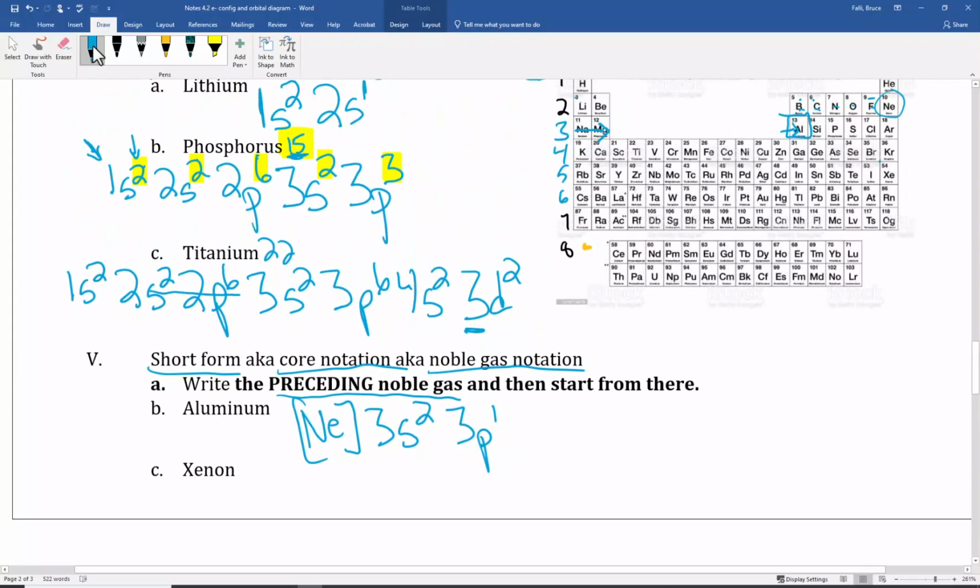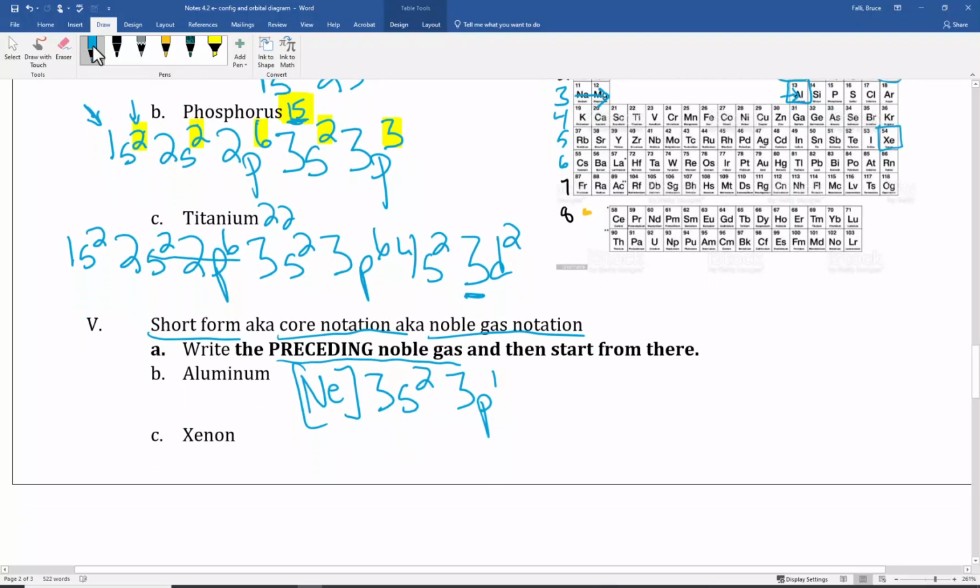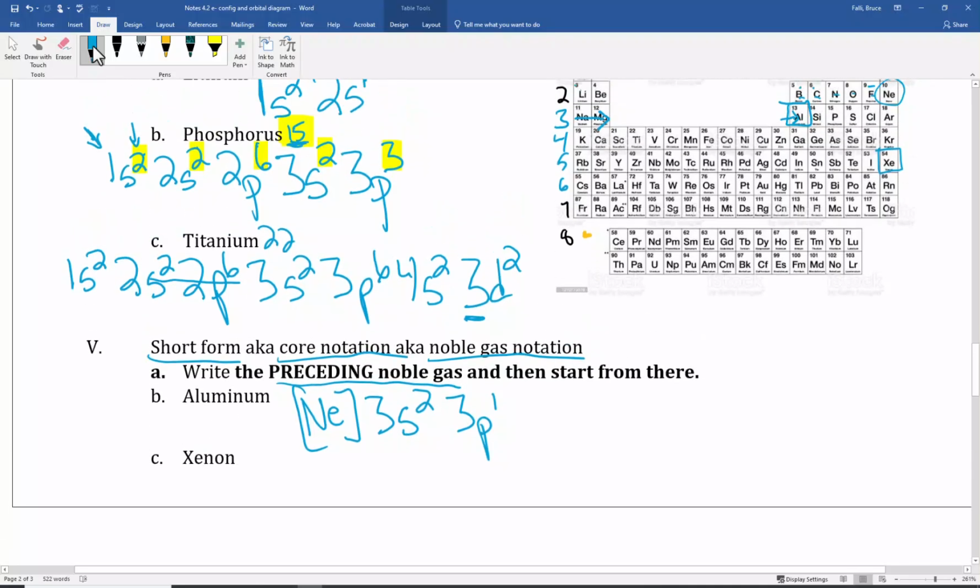Xenon, 54. I don't want to do all those. That's a noble gas, but we're going to do the preceding noble gas. So the noble gas preceding xenon is going to be krypton. So in brackets, I'm going to throw krypton.